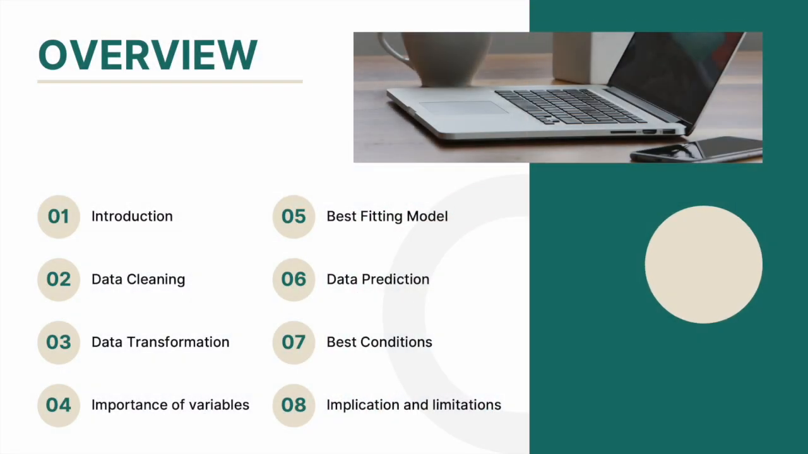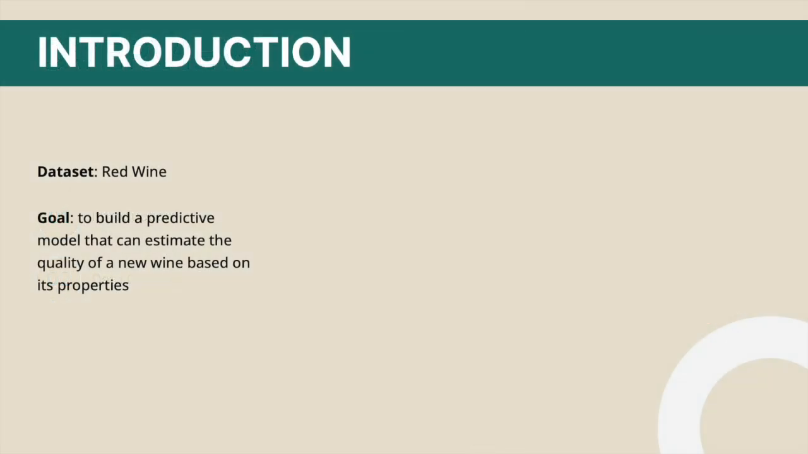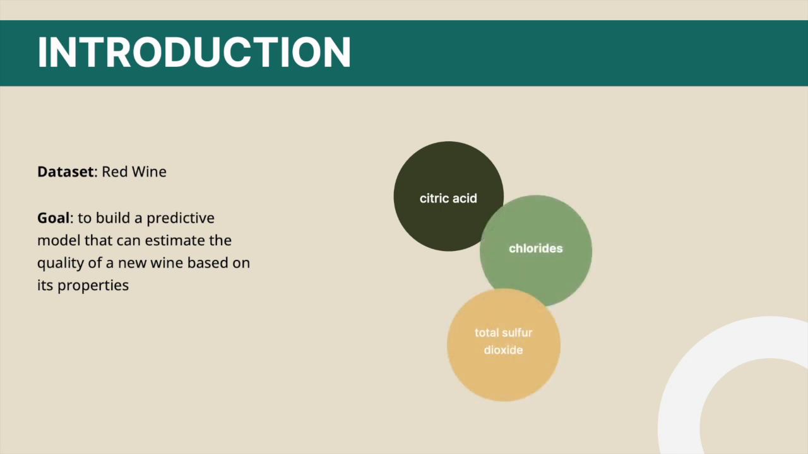Here is my presentation overview. Firstly, I'll be exploring a dataset. The dataset contains a lot of properties. First is acetic acid, chloride, total sulfur dioxide, pH, and alcohol level. These characteristics can predict the quality.